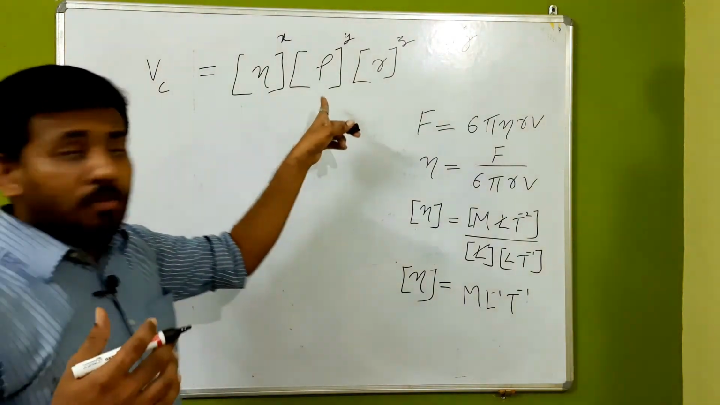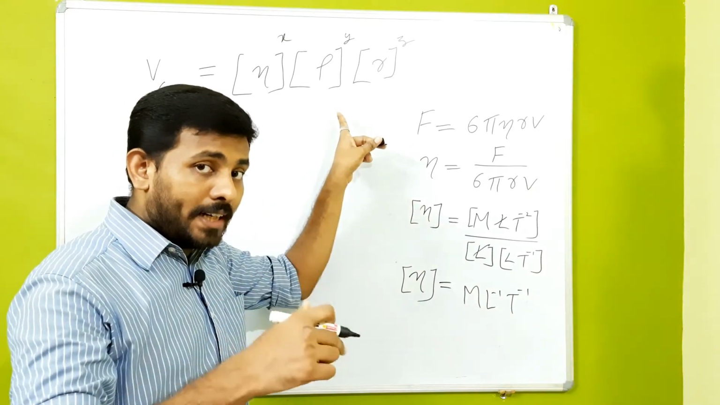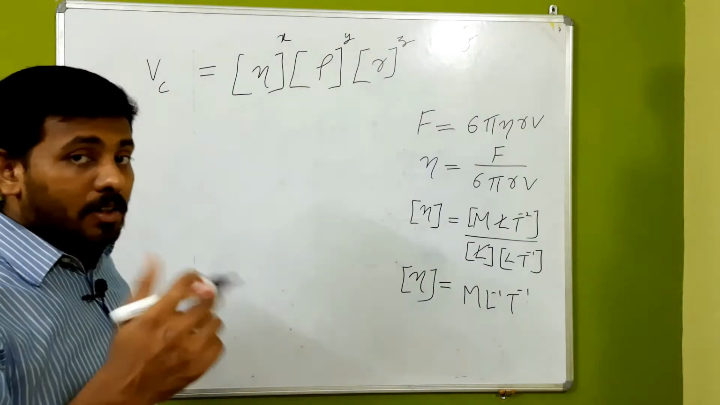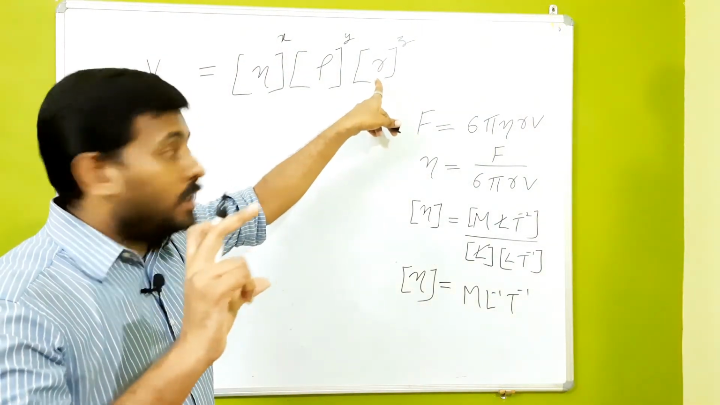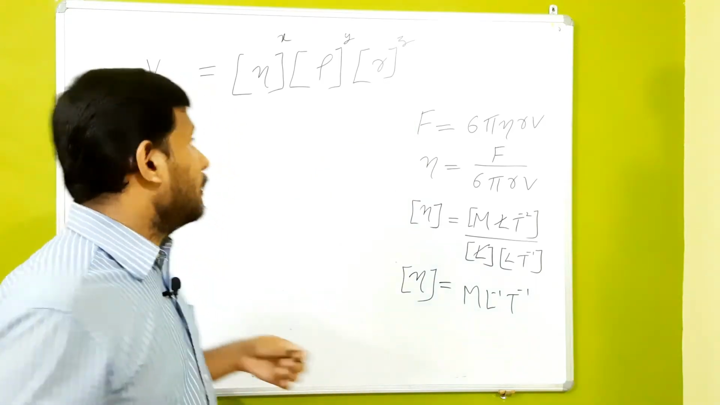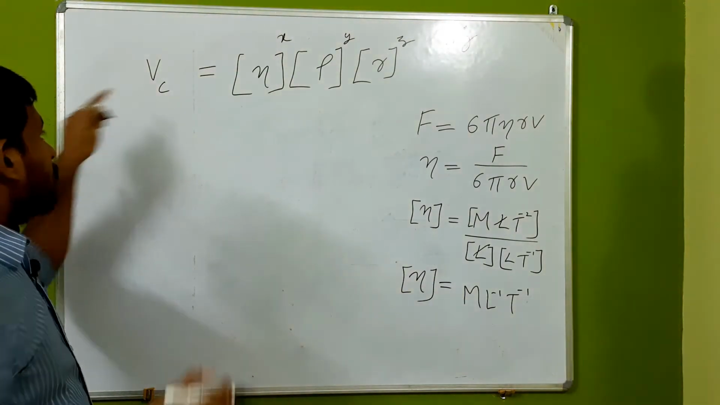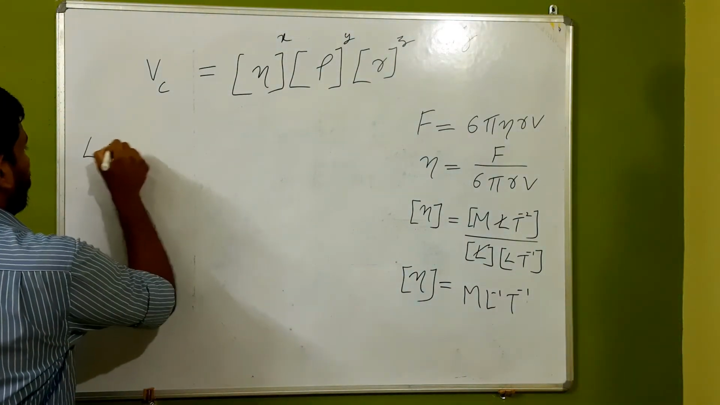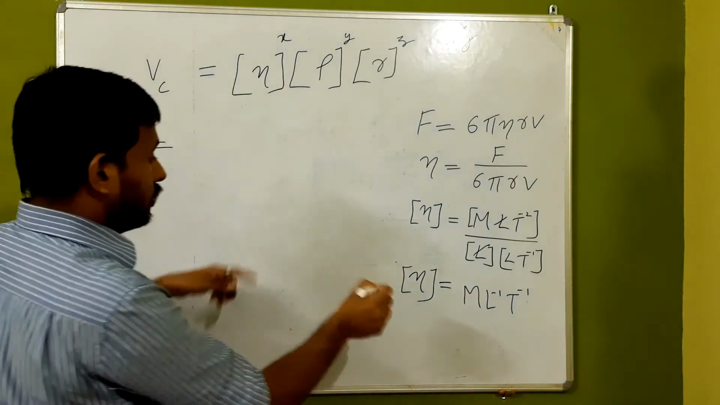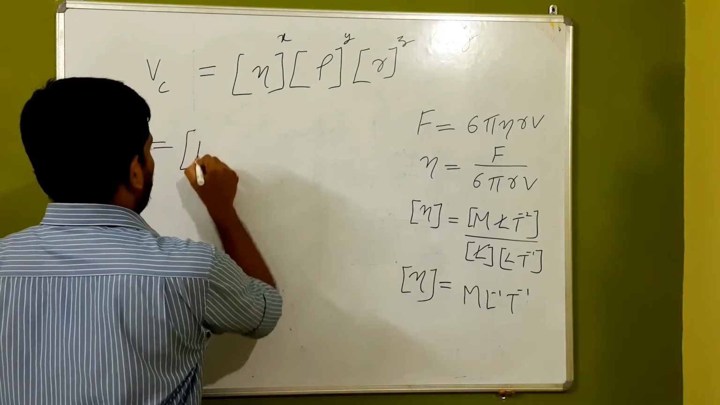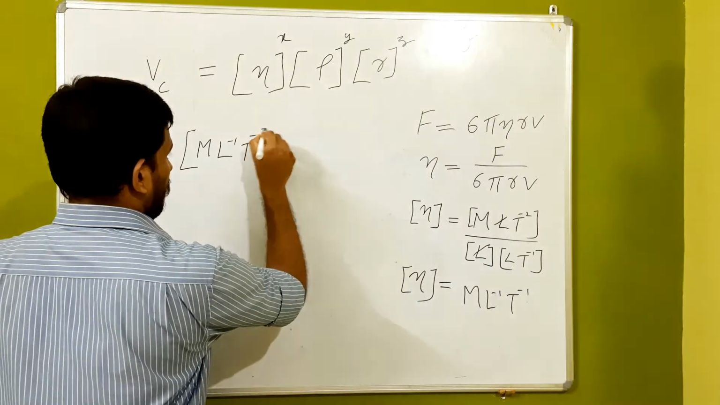And we know the dimension of density is mass divided by volume, that is mass divided by length into length into length, so M L raised to minus 3. R is again the radius of the tube, therefore it has the dimension of length. So we have velocity here, the critical velocity. The dimension of velocity is L T raised to minus 1, and the dimension of the coefficient of viscosity, we found, is M L raised to minus 1 T raised to minus 1.